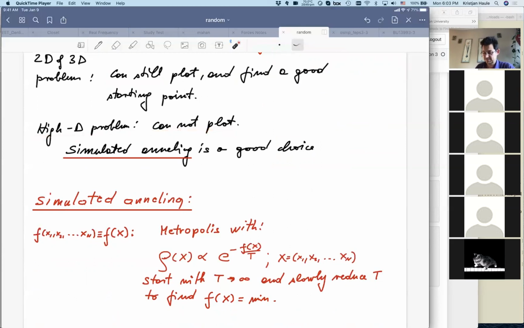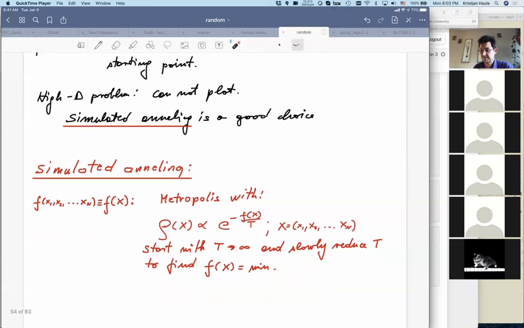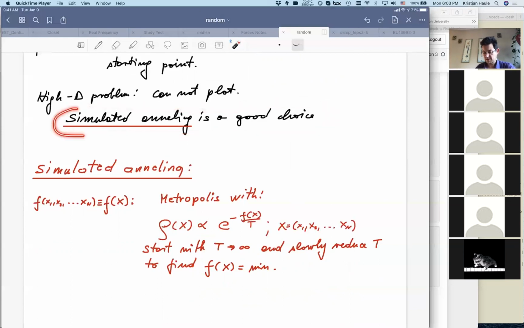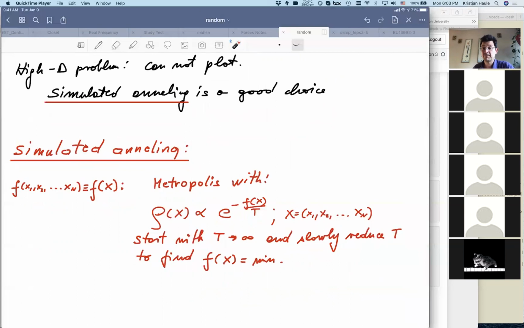But I mean, that looks like an almost impossible problem. However, there is something, kind of a standard solution, which is simulated annealing. Okay, so let me explain what simulated annealing is. It's actually very, very simple. You will get it in no time.